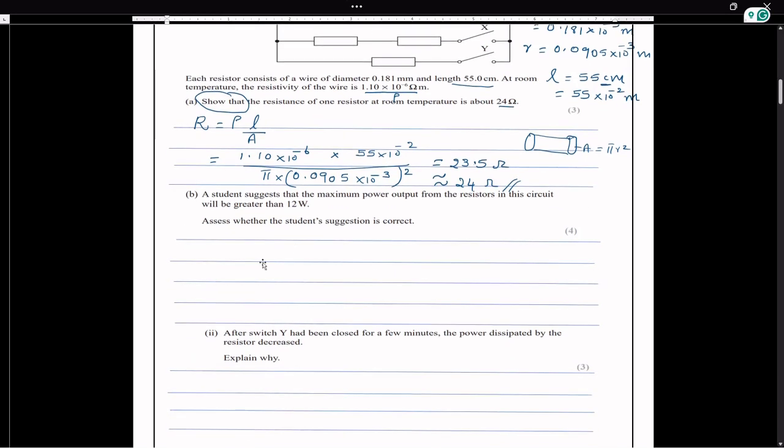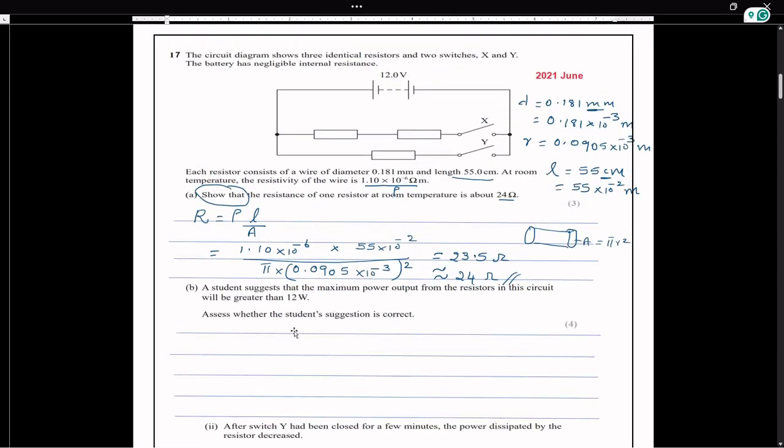Now the next part of the question is, a student suggests that the maximum power output from the resistor in the circuit will be greater than 12 watts. Assess whether the student's suggestion is correct or not. See here there are two switches, switch X and Y. A student suggests that the maximum power output from the resistors in this circuit will be greater than 12.